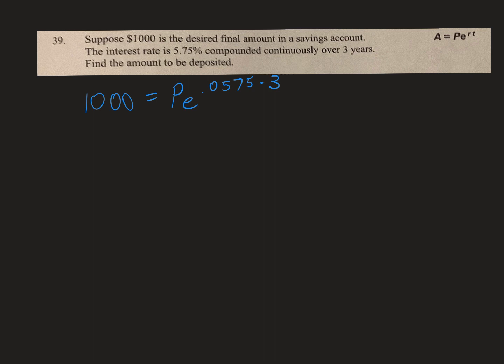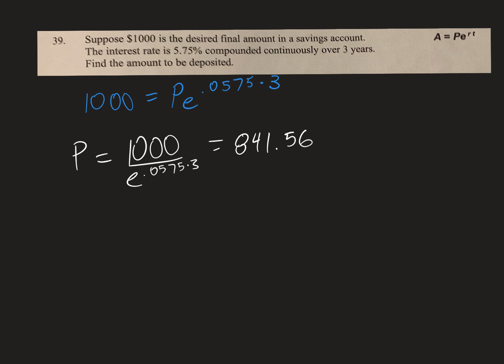To solve this equation, we're going to take e to the 0.0575 times 3 and divide it over. So P equals 1,000 over e to the 0.0575 times 3. That's now in a form I can punch in my calculator. If you punch this in, you will get that your starting amount needed is $841.56. And don't forget, we should be rounding our money to two numbers after the decimal point.